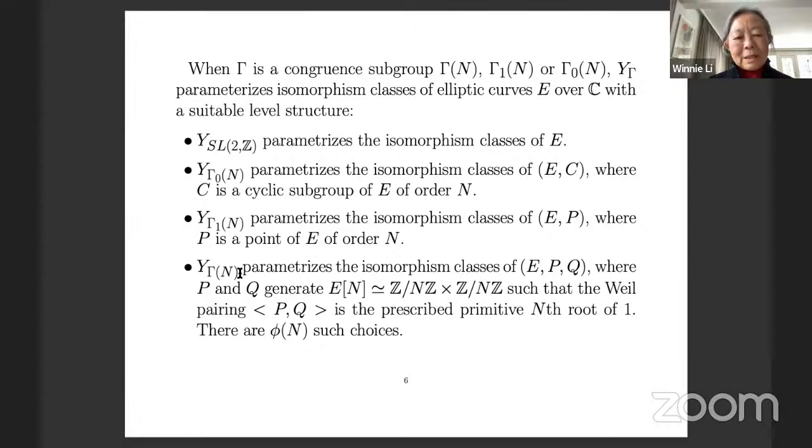So if we change the value of the pairing, then we get a curve which is defined over a Galois conjugate. It's a Galois conjugate of this curve, so still isomorphic to that. So if we put them all together, then we get an object which is defined over Q. So this is for congruence subgroups. This is well known.